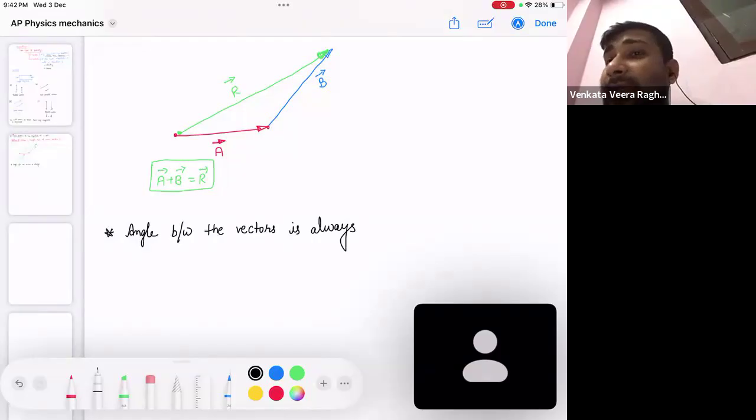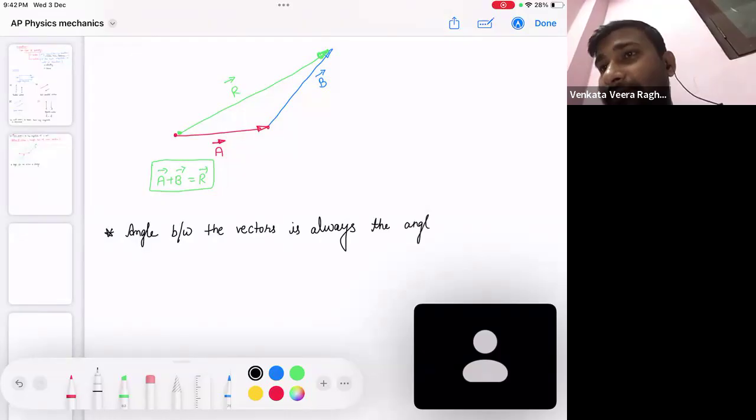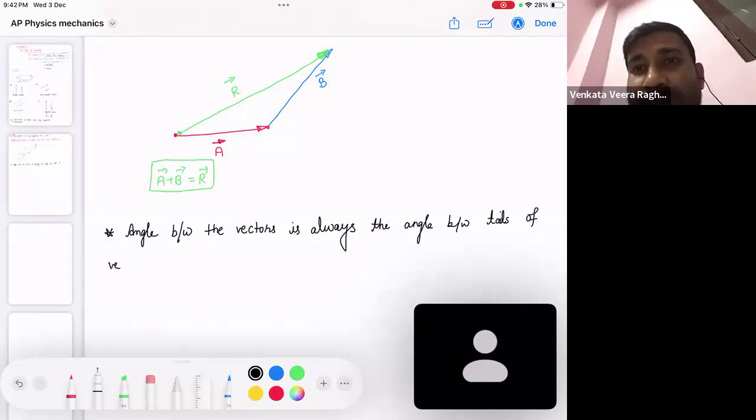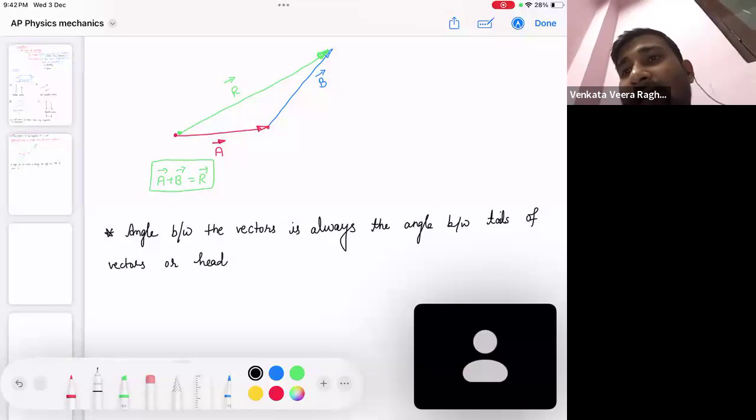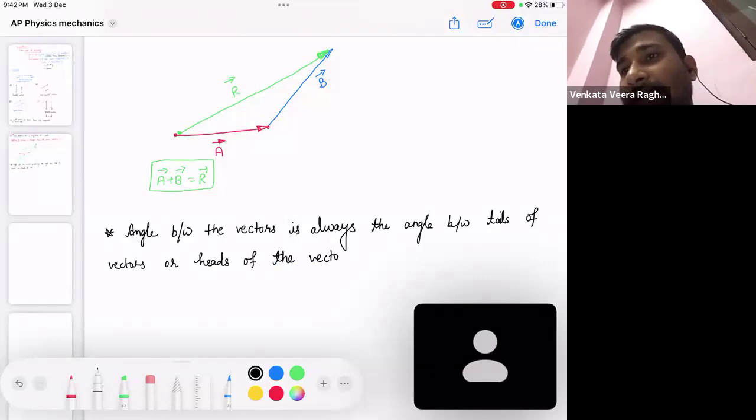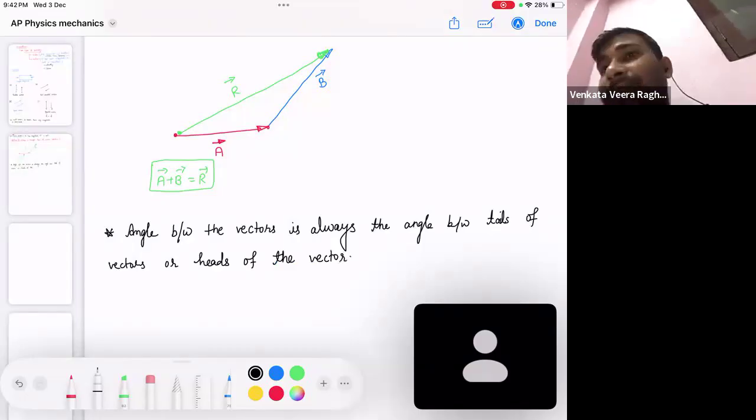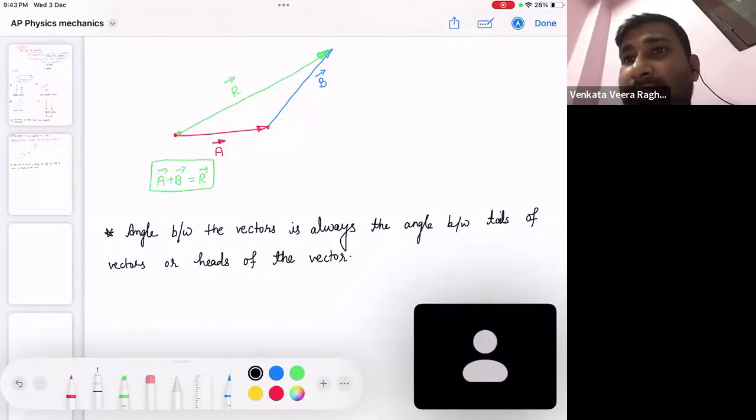Right. So the angle between the vectors is always the angle between the tails of the vector, or the heads of the vector. Heads of the vector means if you are choosing one vector's tail, then you have to take the other vector's tail also. Or if you are taking one vector's head, then you have to take the other vector's head also. Okay. So please tell me which angle is going to be the angle between the vectors.